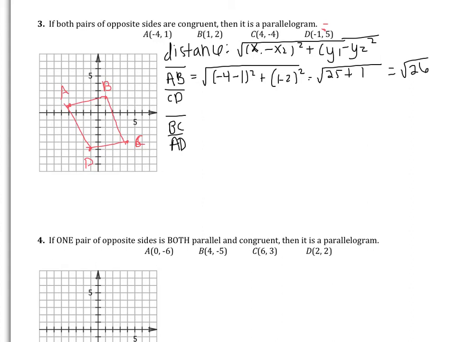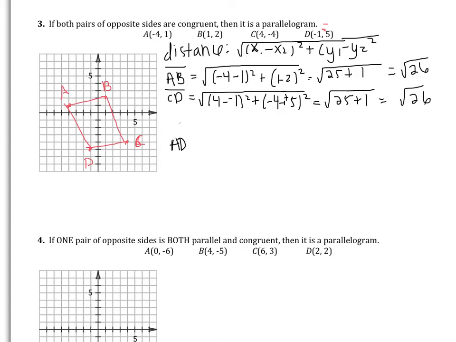Okay, and now for CD. I'm going to have 4 subtract -1 squared, and then I'm going to have -4 subtract -5 squared. -4 subtract -1 is 5. 5 squared is 25. -4 subtract -5. Remember, that's like adding, so that's 1, because 1 squared is 1. So that ends up being root 26 again. So what we've done right here is we've shown that AB is congruent to CD.